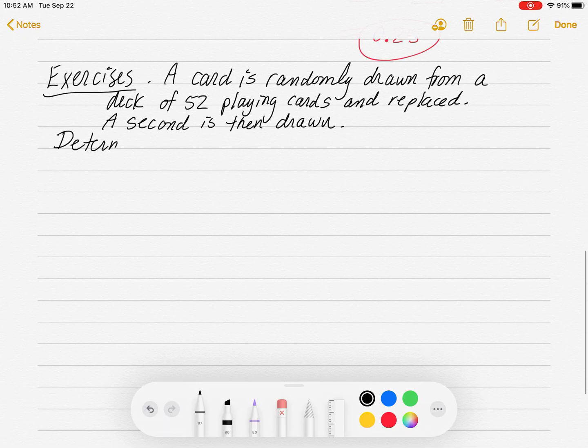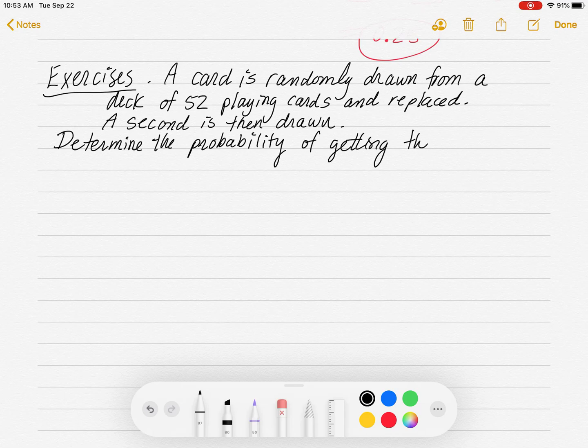Determine the probability of getting the following. This is called with replacement. We're replacing that first card we draw. Determine the probability of getting... And we're drawing 2 cards, right? Taking out a card, putting it back, taking out another card. All right. How about an ace?